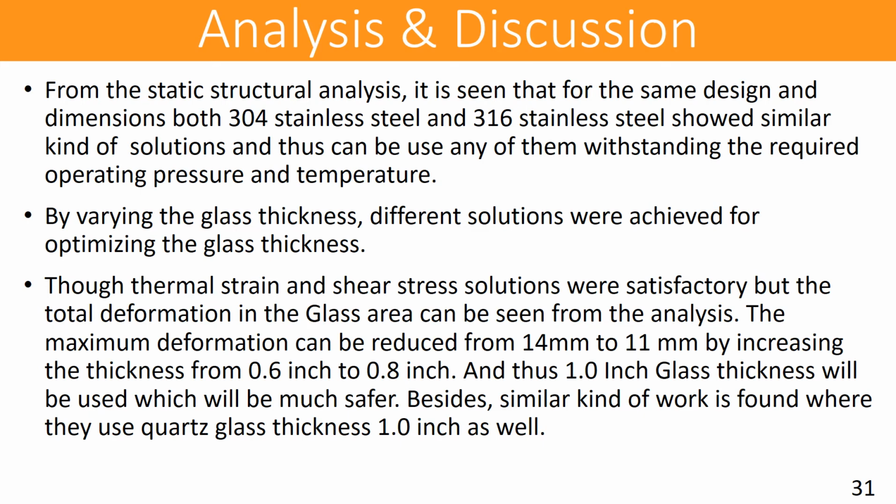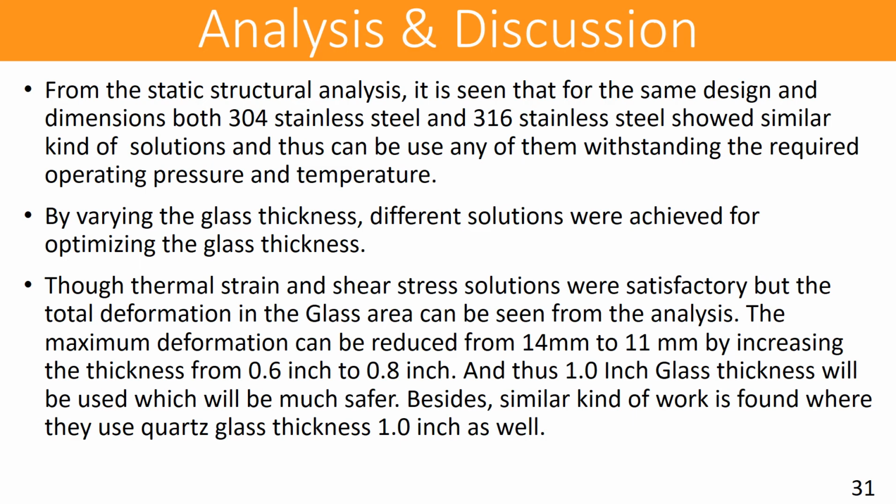From the static structural analysis, it is seen that for the same design and dimensions, both 304 stainless steel and 316 stainless steel showed similar solutions, and thus we can use both of them, which can withstand the operating pressure and temperature. Besides, by varying the glass thickness, different solutions were achieved for optimizing the glass thickness.